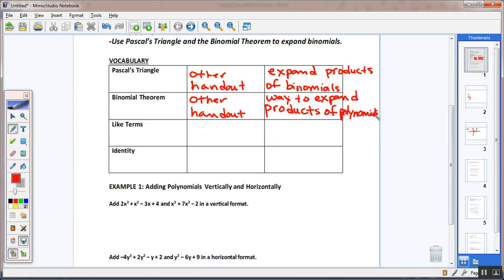All right. Anybody remember what like terms are? Like two X's or 2 Y's. Mm-hmm. So like terms have the same variables and what, kids? Same variables and exponents. Okay? So for instance, if you had like 3xy plus 7xy, what would that combine to, kids? 10xy. 10xy.